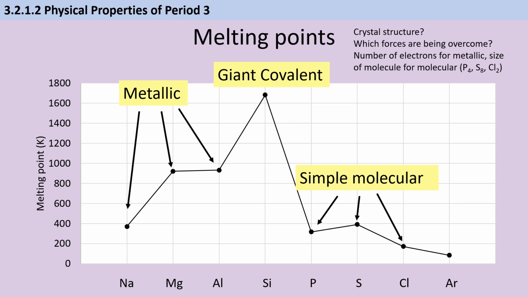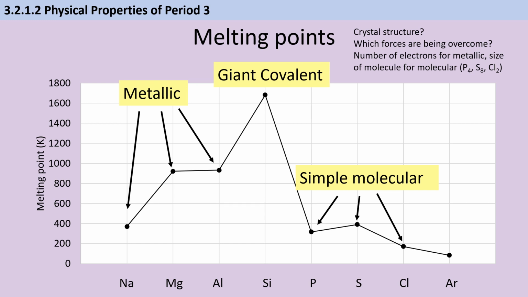The second question to ask yourself is, what is the force that's being overcome in order for this substance to melt? So for the metallic substances, it's a strong electrostatic force of attraction between the positive ions and the delocalized electrons. For the giant covalent structure, it's covalent bonds. And for the simple molecular substances and also the monatomic noble gas, it's going to be van der Waals forces.